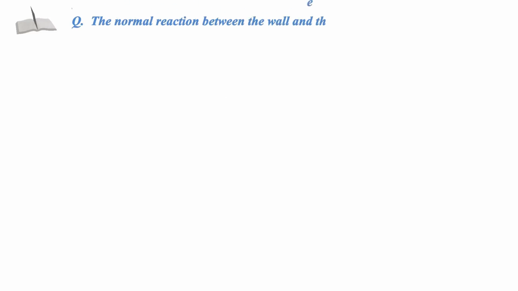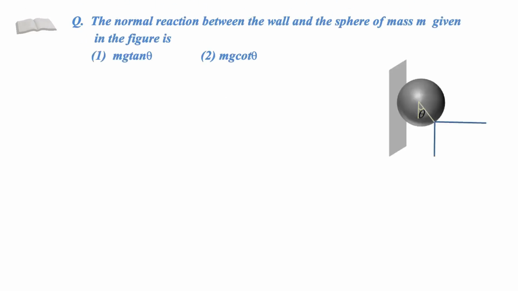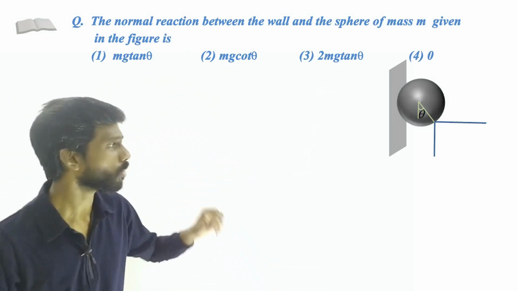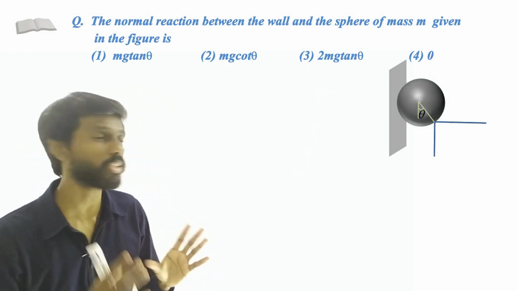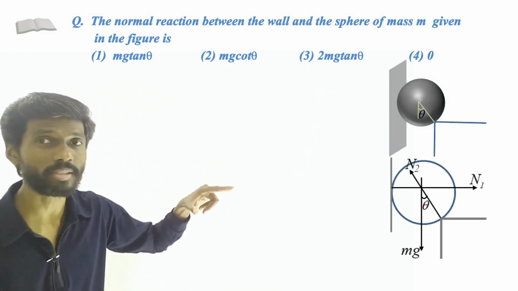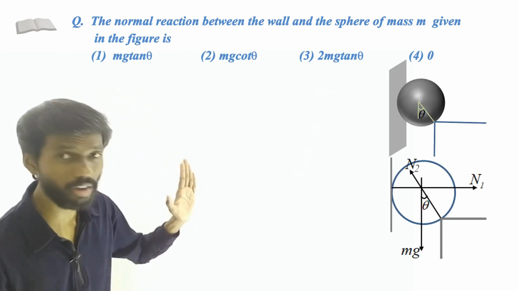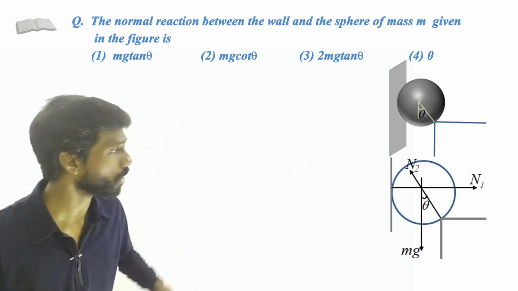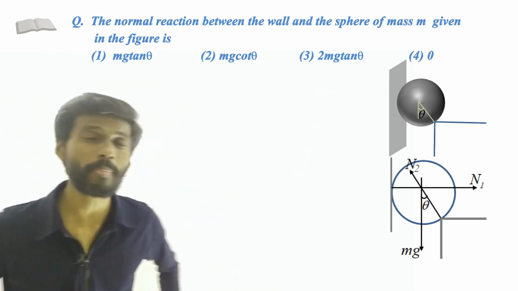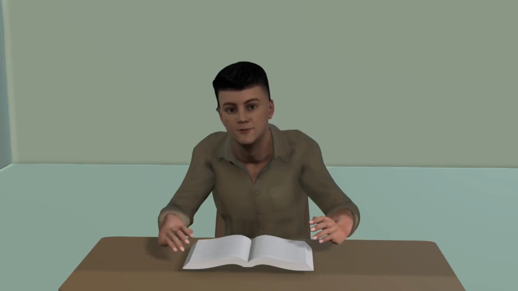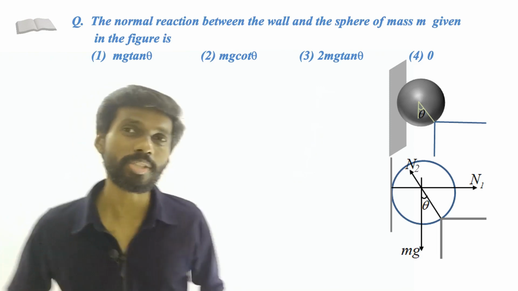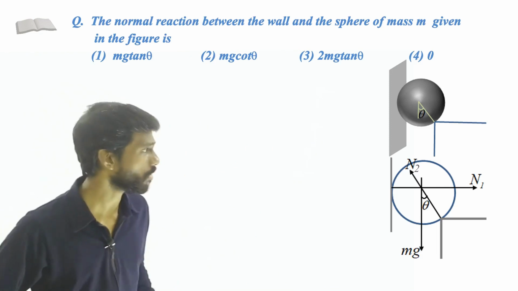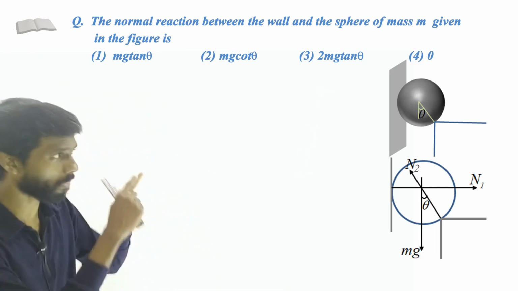The normal reaction between the wall and the sphere of mass m given in the figure is. Here the sphere is supported by this wall and this platform, so there are two points of contact, so there will be two normal reactions. One due to the wall is in the perpendicular direction, which means it is in the horizontal direction, passing through the center. We also have the normal reaction due to the platform, which is also perpendicular to the surface. But there is only one point of contact, unlike the other questions we have done. The surface of the sphere is clearly defined, but the surface of the platform is not defined properly because it is sharp at that point of contact.